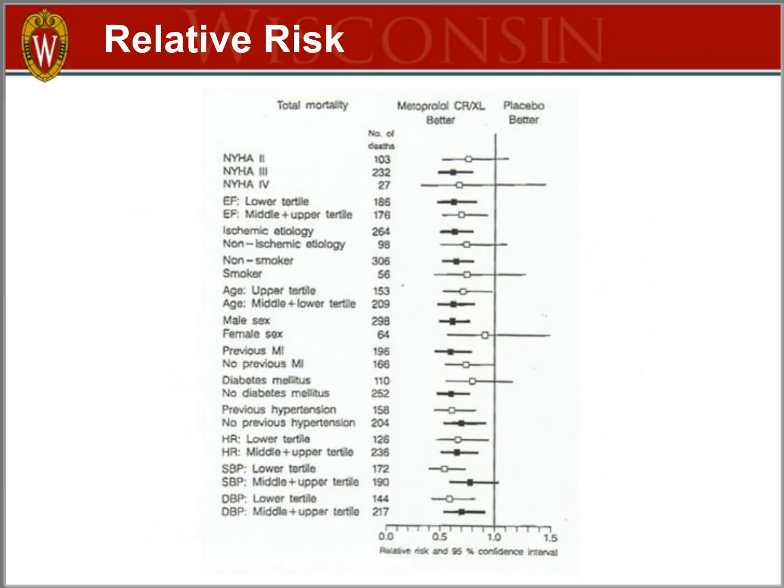I plotted here the relative risk and its confidence intervals for classical cardiac risk factors for heart failure. Again, notice the consistency that the estimates are all less than 1. In fact, many of the confidence intervals exclude 1. A rather impressive display of consistency across subgroups that are important risk factors.